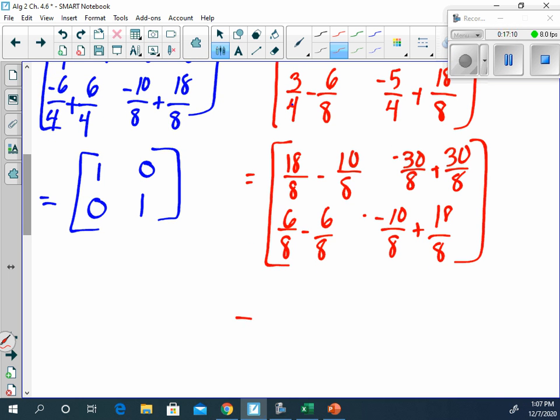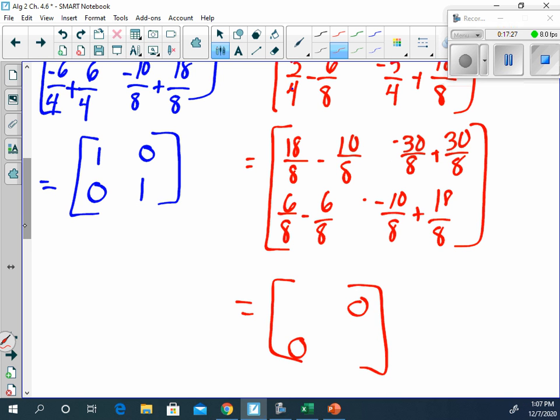Well, out of all of these here, there are 2 of them that are easy to pick out. Negative 38 plus 38 is going to be 0. They're the same thing, they cancel out. And 6 eighths minus 6 eighths would give us 0. Well, 18 minus 10 is 8, and 8 divided by 8 is 1, so we get the identity.